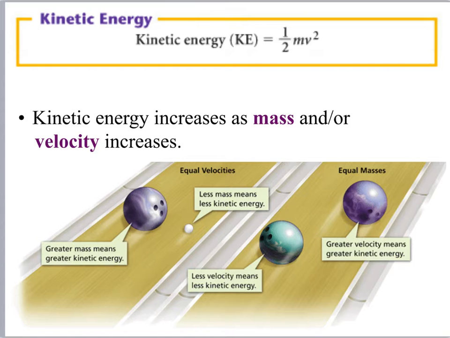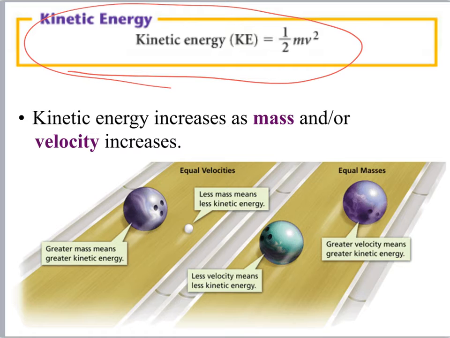So here's a good example to explain kinetic energy. Kinetic energy is associated with something that is moving, okay? So kinetic energy increases as mass and or velocity increases, okay? So the technical equation here, all right, kinetic energy, KE, is equal to 1/2 mass times velocity squared, okay?